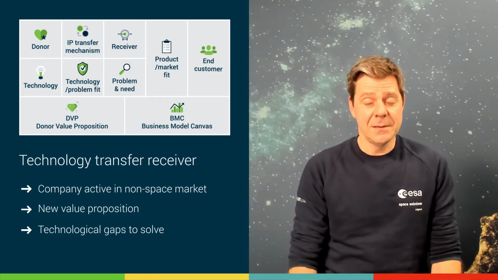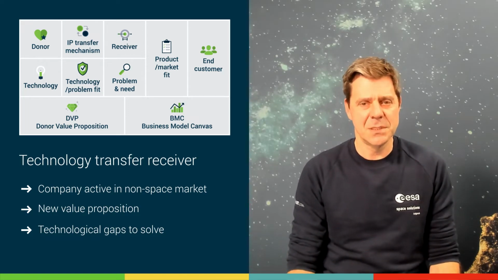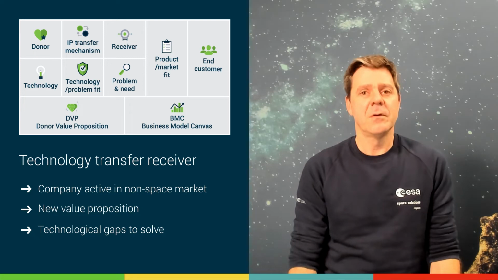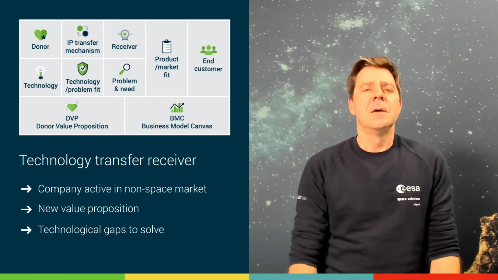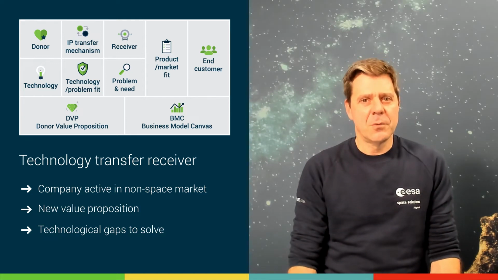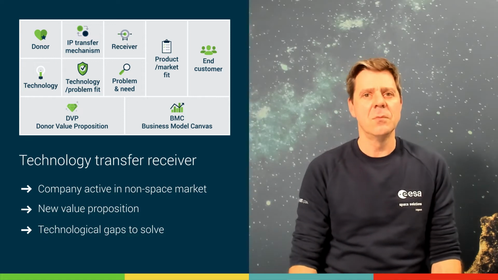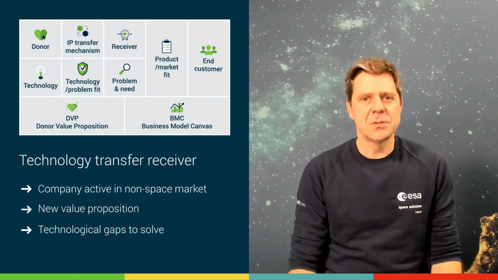An important thing there is that they really understand the gaps they have in their business proposition or in the technological part of their value proposition. So the receiving company should try to come up with a very clear question: these are the technological features we struggle with at the moment, and maybe these features could be solved by space technology. One of the biggest challenges in technology transfer is to link up the needs of the receiving companies with the features that a donor company can offer.